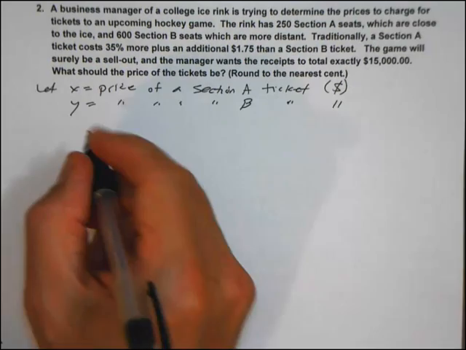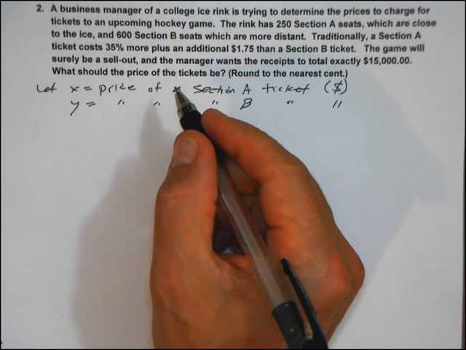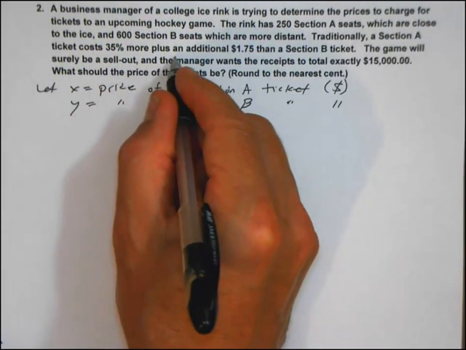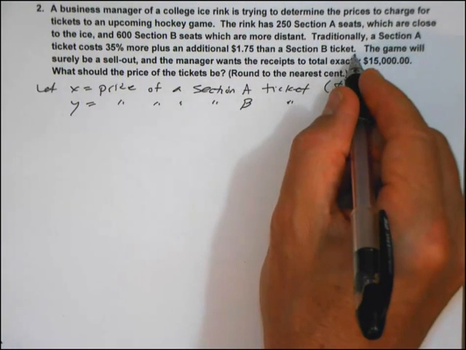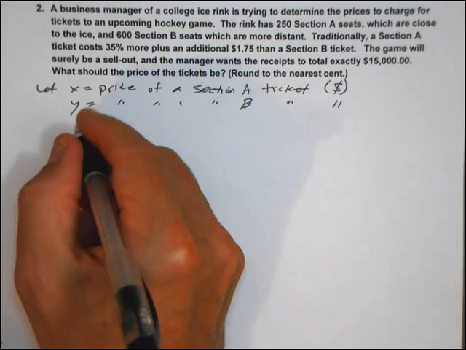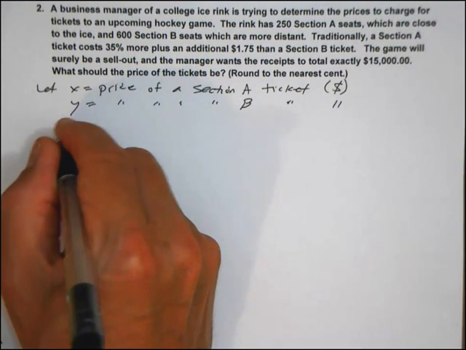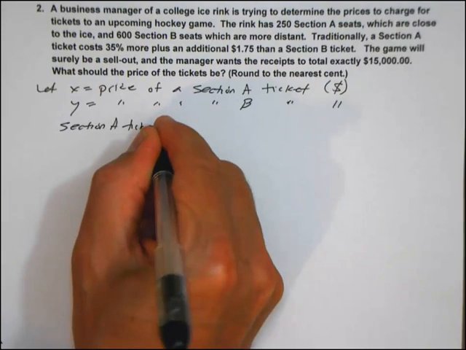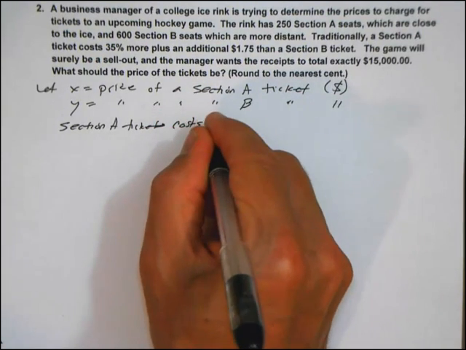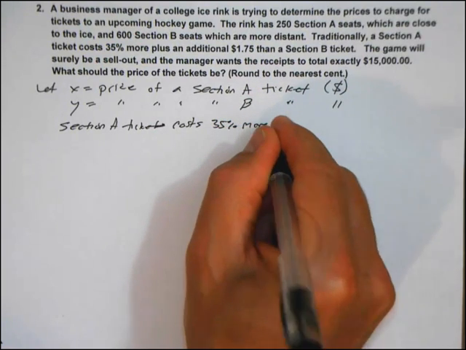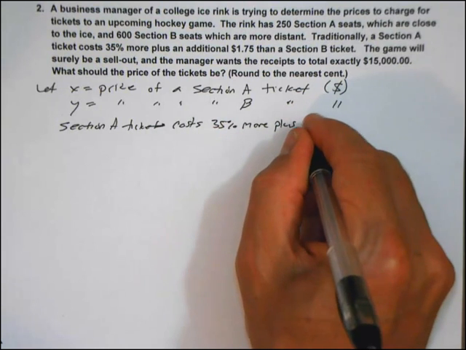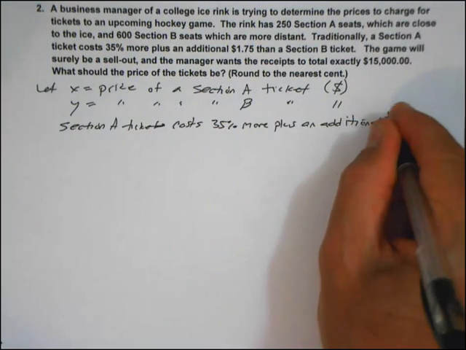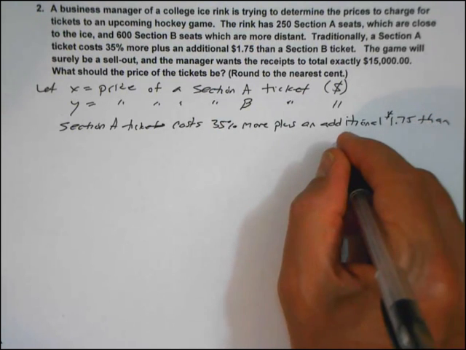Let's see, what have we got for information we want to incorporate here? This sentence here, a Section A ticket costs 35% more plus an additional $1.75 than a Section B ticket. That'll surely have some sort of math translation to an equation here. Let's write this down. So we have the idea that a Section A ticket costs 35% more plus an additional $1.75 than a Section B ticket.